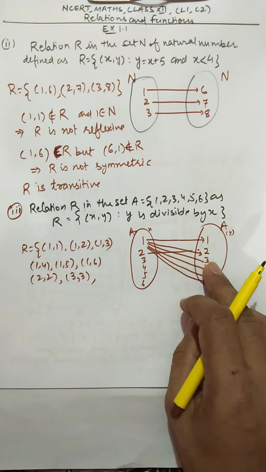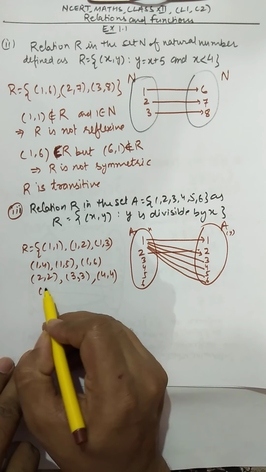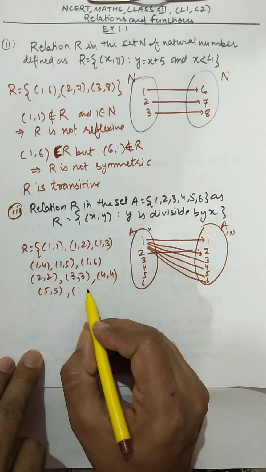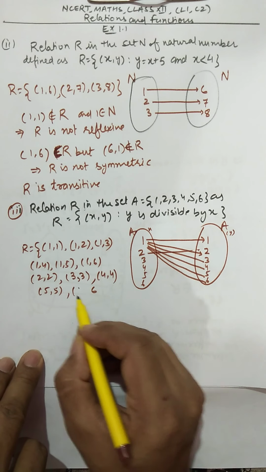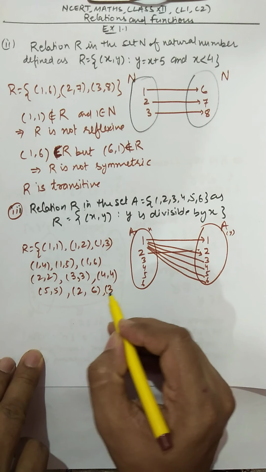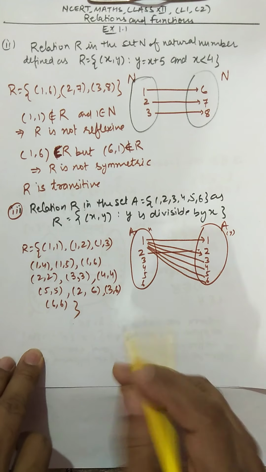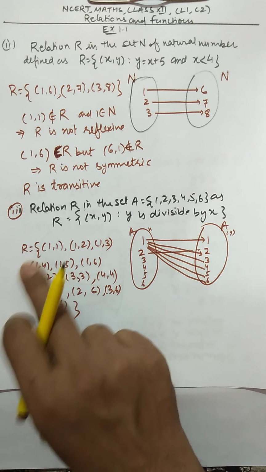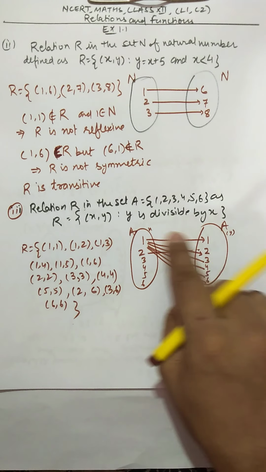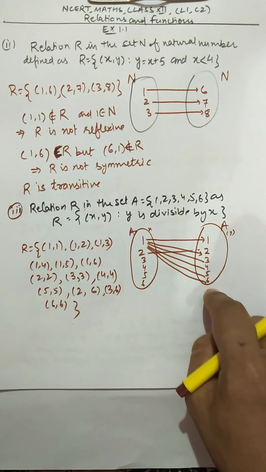Now 4 is divisible by 4 only, 5 is divisible by 5 only, and 6 is divisible by 1, and (6, 1) was already there, (2, 6), (3, 6) and (6, 6). So this is the roster form of this relation. I can again say 1 is divisible by 1, 2 is divisible by 1, 3 is divisible by 1, 4 is divisible by 1, 5 is divisible by 1, 6 is divisible by 1.